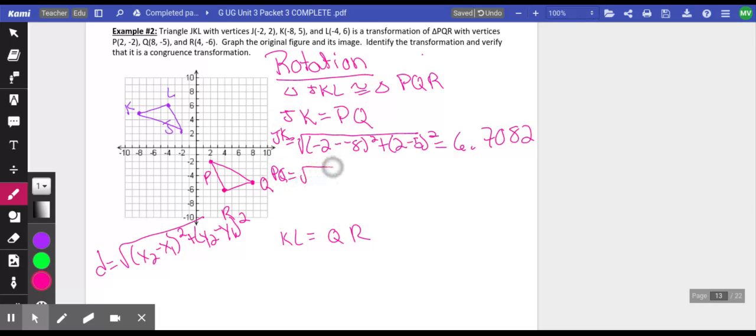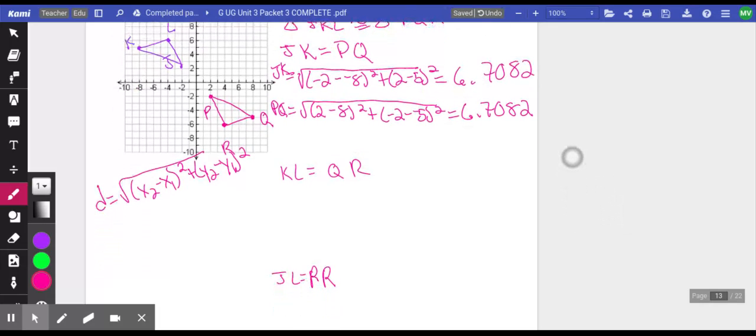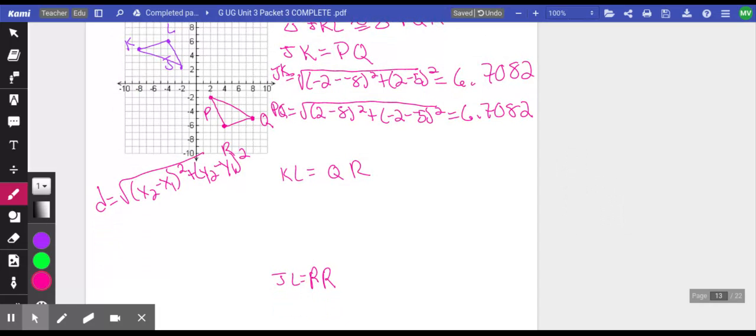Now I'm going to do the same thing for PQ. So PQ is the square root of 2 minus 8 squared plus -2 minus -5 squared. I do that on my calculator, and again I get 6.7082. So I verified those two are equal. I want you to pause and verify the other two pairs are equal, and then come back.